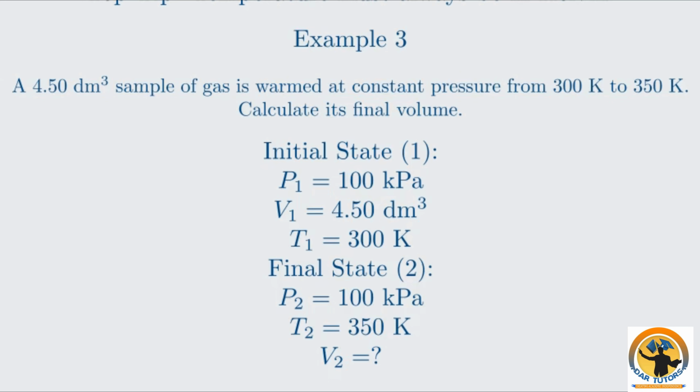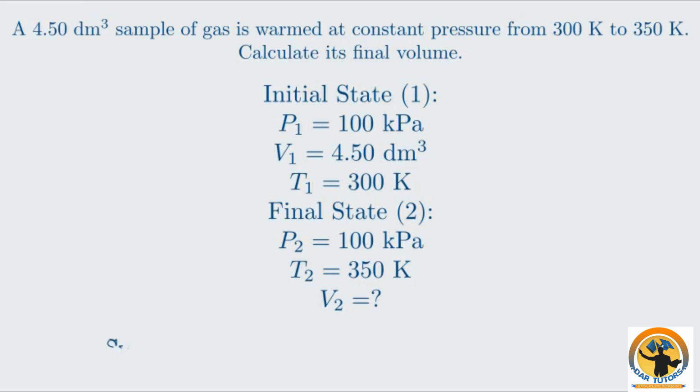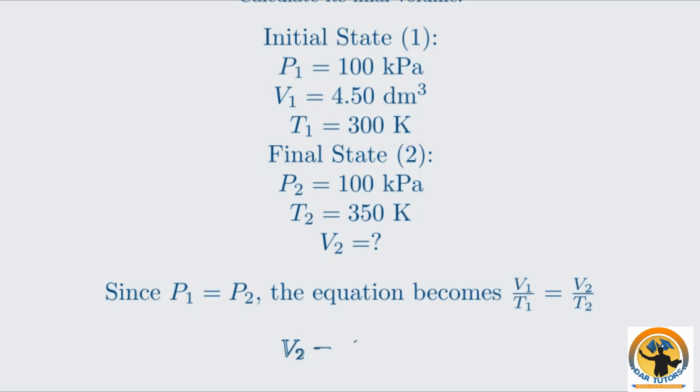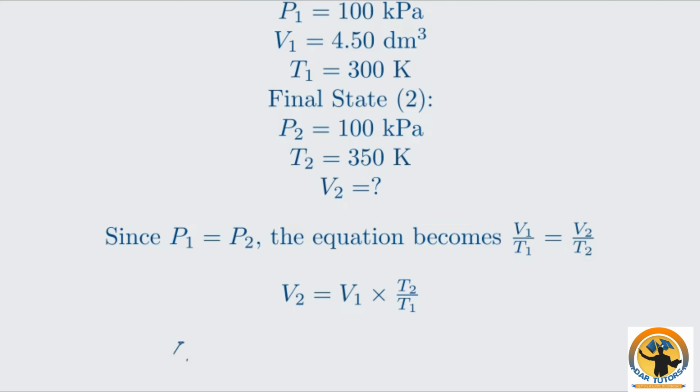Notice that the pressure is constant. This simplifies the combined gas law to Charles's law. Since P1 equals P2, we can cancel them from the equation, leaving us with V1 over T1 equals V2 over T2. To solve for V2, we rearrange the equation. V2 equals V1 times T2 divided by T1. Plugging in our values, V2 is 4.50 cubic decimeters times 350 Kelvin, all divided by 300 Kelvin. This gives us a final volume of 5.25 cubic decimeters.